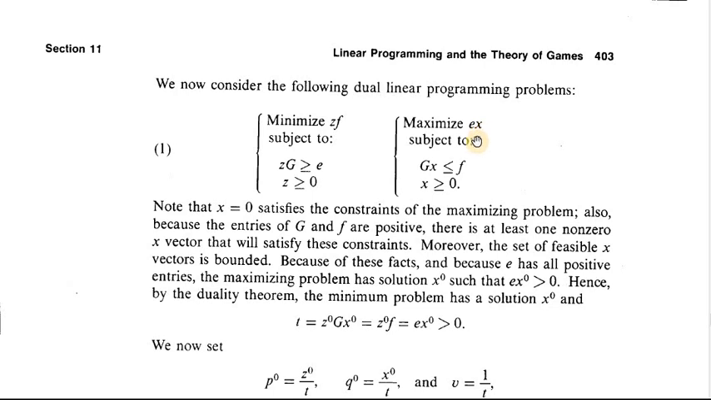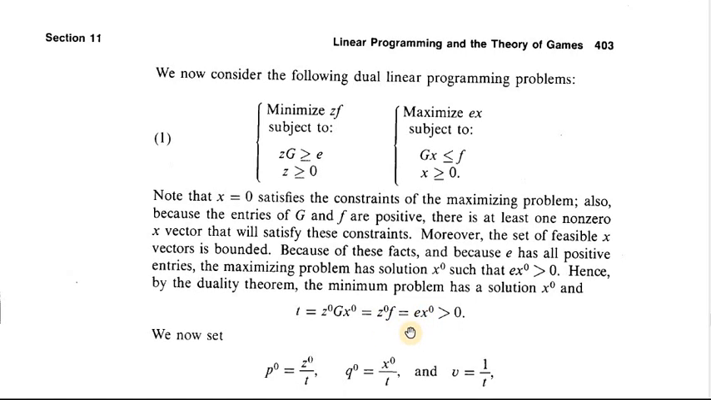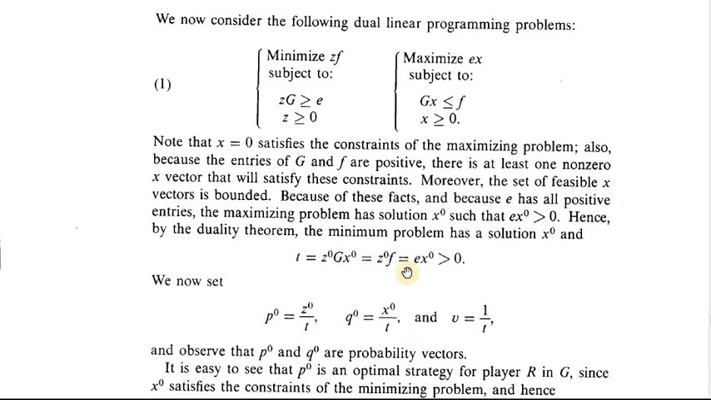Now, by the duality theorem, we can find optimal solutions to these two problems where the values ZF and EX agree. So in his case, he's saying Z0 is the optimal solution for the minimization problem, and X0 is the optimal solution for the maximization problem. The duality theorem says that these two values are the same. So at this point we can recover our P0 and Q0. Remember, P0 and Q0 are our mixed strategies. They have to be probability vectors.